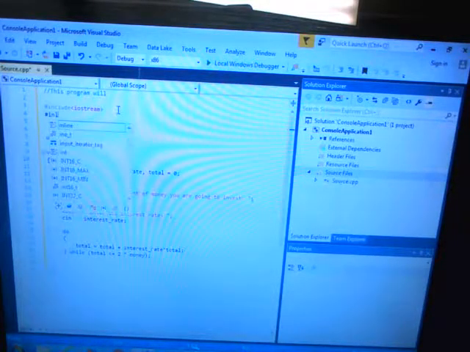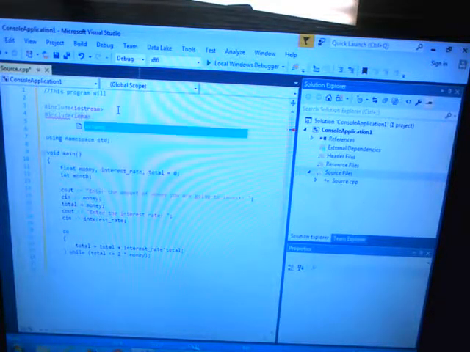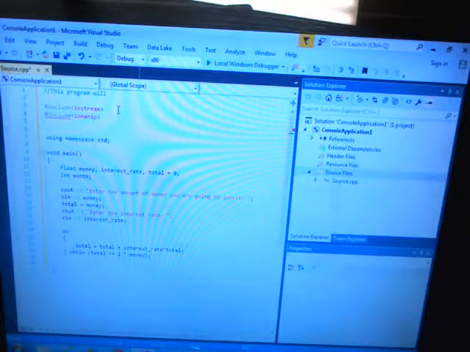Include iomanip. All right. Month is going to start at month 0. Okay, that's a good idea.